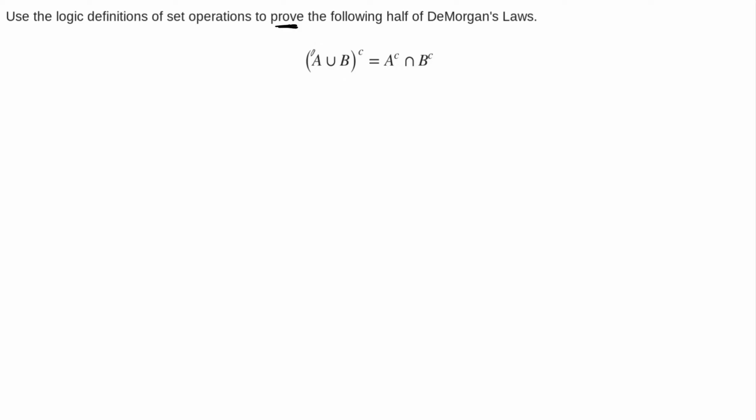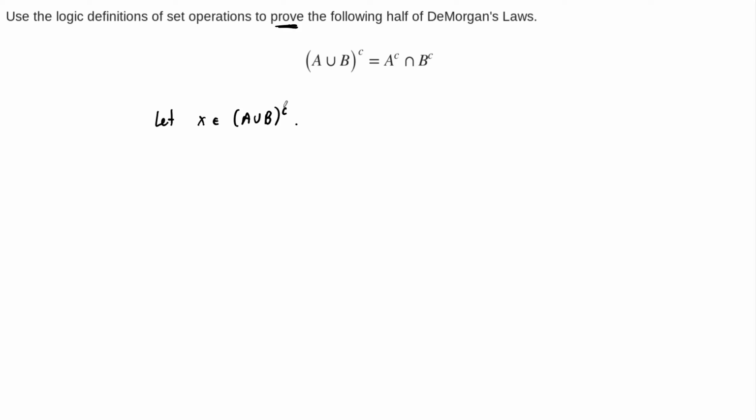So let's start with the left-hand side. You could start with either side, it doesn't matter, but you start with only one side, and then we're going to produce the other side. The logic definition of the left-hand side: let X be a member of the complement of A union B. What I'm going to do now is string together a bunch of consequences of this definition. Remember, the complement is always relative to the universal set. When we're not given a universal set, we don't have to write it down. We just assume that it exists.